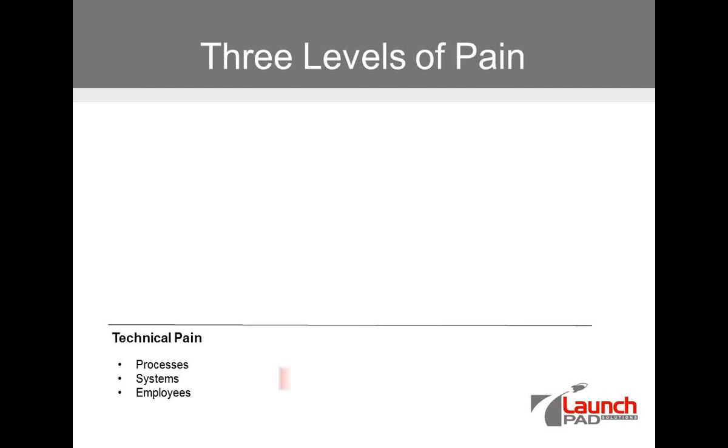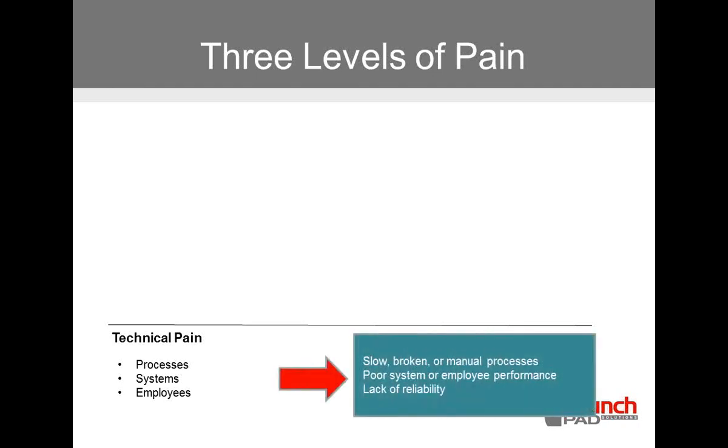If it takes you 2 months to get an employee on board and up and running, that could be a fairly long time in your business, and that causes a tremendous amount of pain. And that's technical pain. It's process-driven. It's dealing with your employees. But here are some examples. Slow, broken, manual processes. Those are all either causes or results of technical pain. Poor system performance, or maybe poor employee performance, lack of reliability.